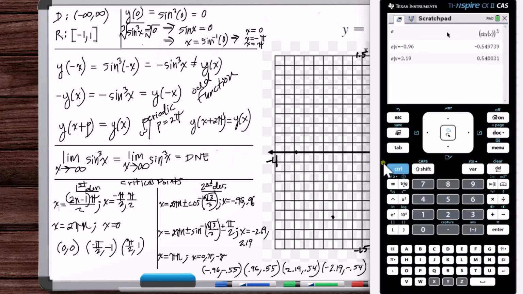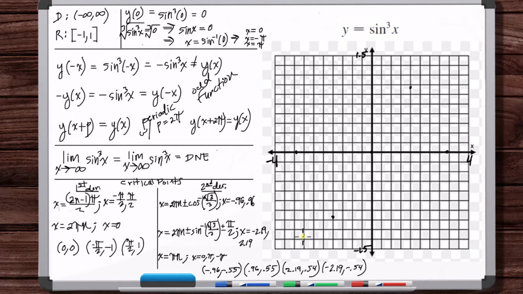Okay, now pi, zero. Okay, so pi 0, minus pi 0, and then 0, 0. Okay, that's all. These are all the points, critical points with respect to the second derivative. These are the critical points with respect to the first derivative.